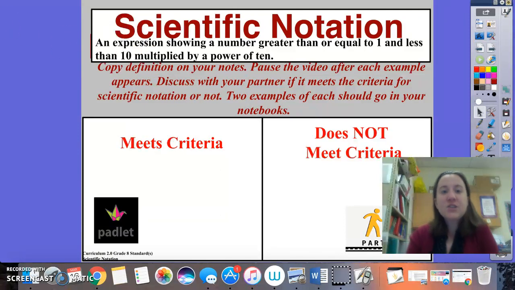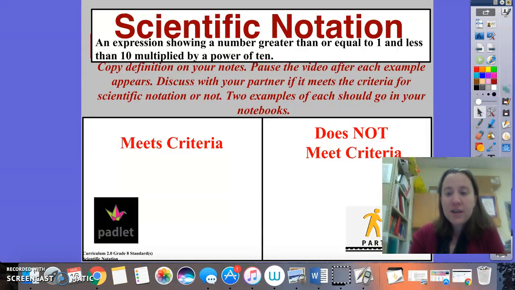So scientific notation looks like an expression that shows a number that's greater than or equal to 1 and less than 10 that is then multiplied by some power of 10. So I want you to pause the video so that you're able to record this exact definition into your notes. And actually, never mind, that's on a handout paper.